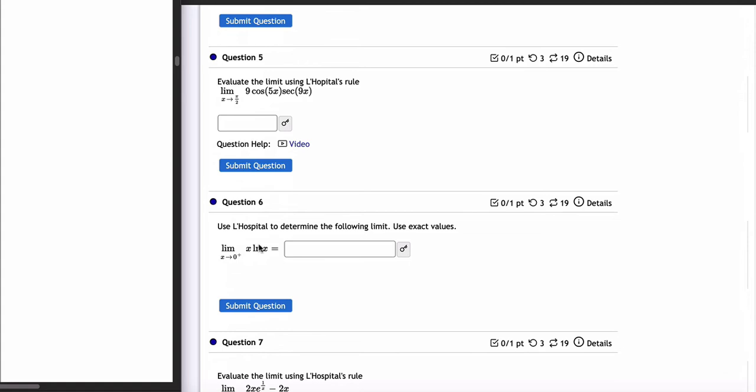So what you have to do is rewrite this so it looks like a fraction, maybe by taking one of the two factors, either x or natural log of x, and raising it to the negative 1 power. I think one of those choices will make your life a lot easier.